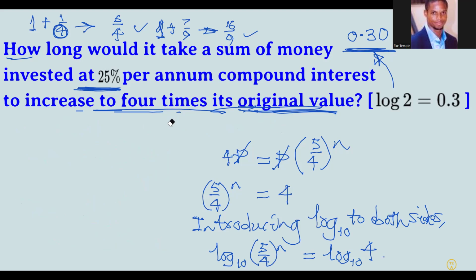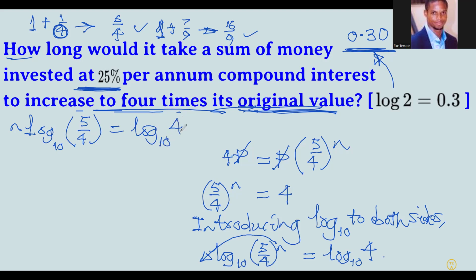Now here we are. We already have log to base 10 of (5 over 4) to the power n. Now use your power law. Bring n to the front of the log. Now you have n by the side of log to base 10 of 5 over 4 will be equal to log to base 10 of 4.